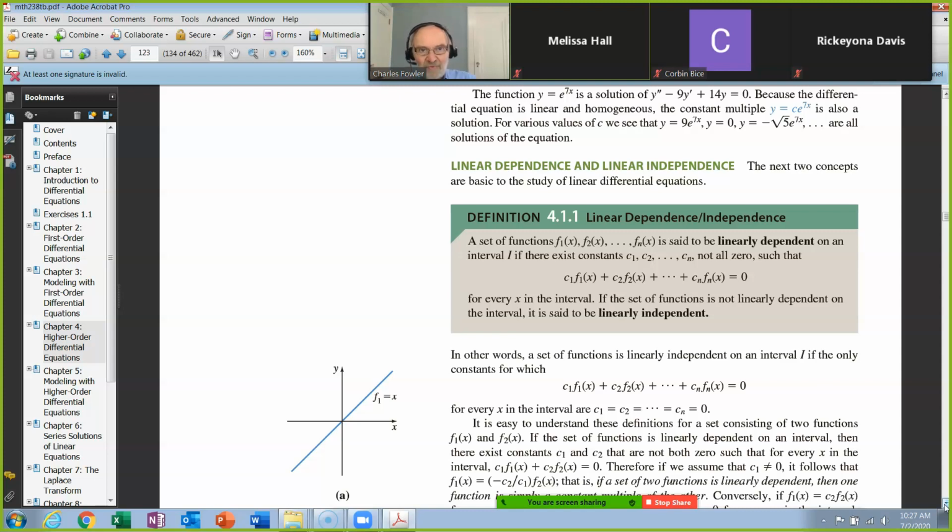Yeah, that was your corollary. For various values of c, we see that y could be 9e to the 7x, 0, negative square root of 5 times e to the 7x. They're all solutions for the equation. That's basically that corollary: for any constant c you multiply by, those are also solutions.